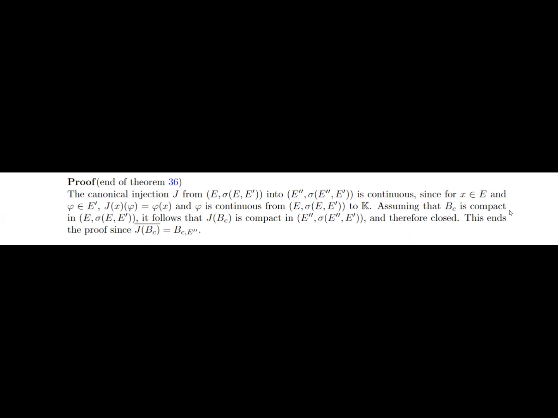By assumption, BC is compact. Since BC is compact, the image of J is compact because we just proved that J is continuous. And since J of BC is compact, it's closed, so J of BC equals its closure. But we've proved that J of BC is dense in BC second, and so we are done. That's what we wanted to prove. Once we prove that J of BC is BC second, this means that J of E is E second, and so we're done with the proof. That means that E is reflexive.